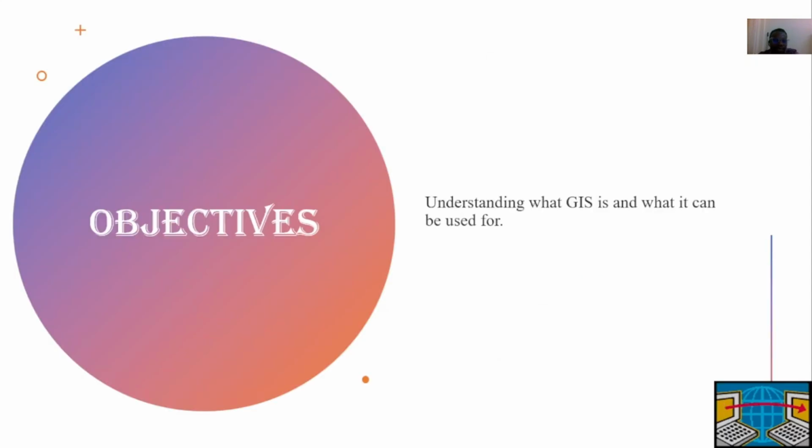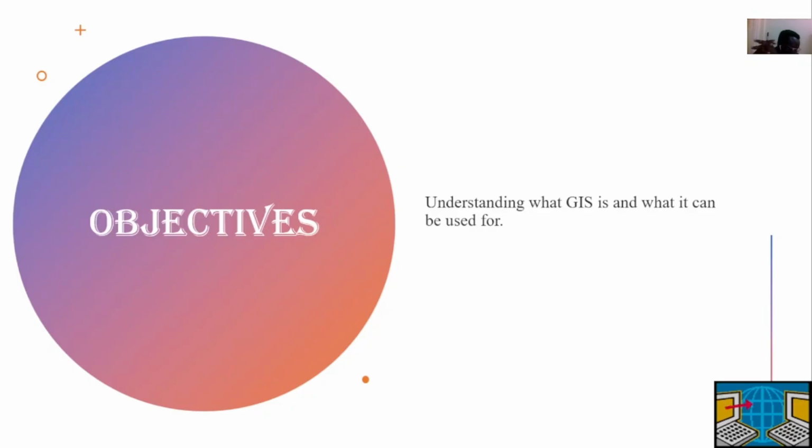Okay, so let's dive into why we are here. As I said earlier, the objective for today is understanding what GIS is and what it can be used for. I'm assuming most of us here know what GIS is. GIS is just an abbreviation. The full meaning of GIS is Geographic Information System.